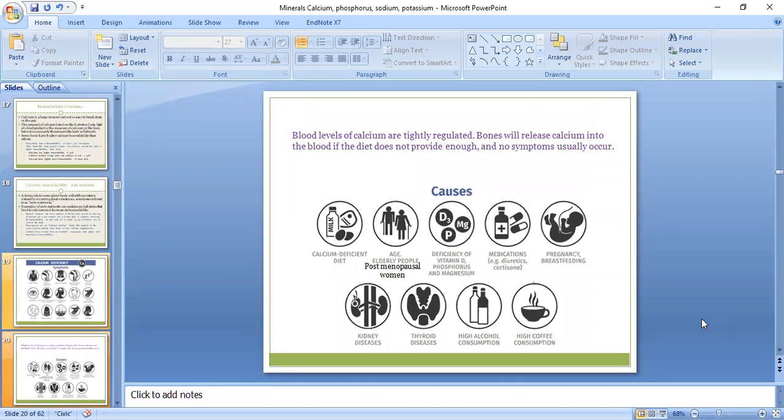And the causes related to it are a calcium-deficient diet, age, like in postmenopausal women, deficiency of vitamin D, phosphorus, and magnesium, medications like diuretics, pregnancy and breastfeeding, kidney disease, thyroid disease, high alcohol consumption, and high coffee consumption. But the blood levels of calcium are tightly regulated. Bones will release calcium into the blood if the diet does not provide enough, and no symptoms usually occur.